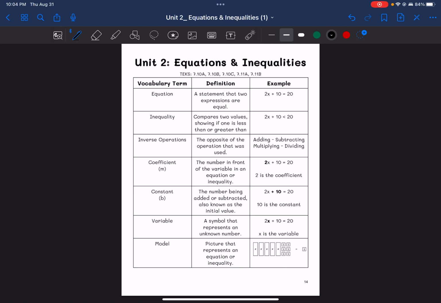Hello guys, so I'm going to try to do this in 15 minutes. I'm really working hard to shorten my videos. I'm going to go through these vocabulary terms.